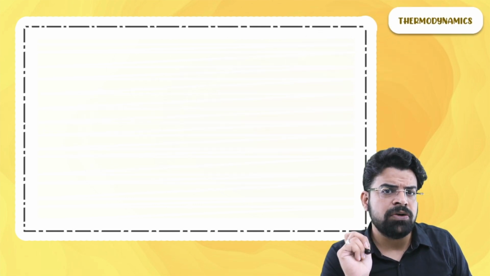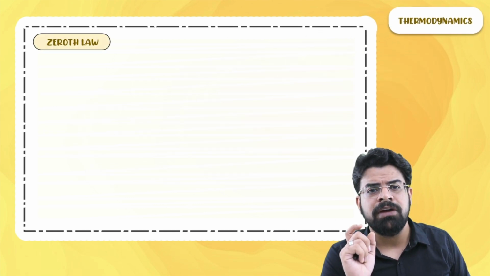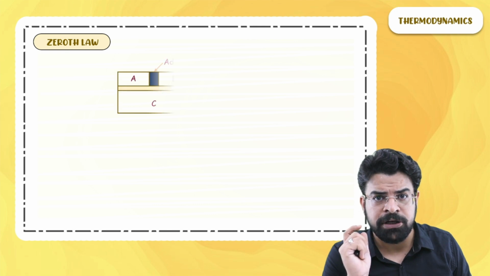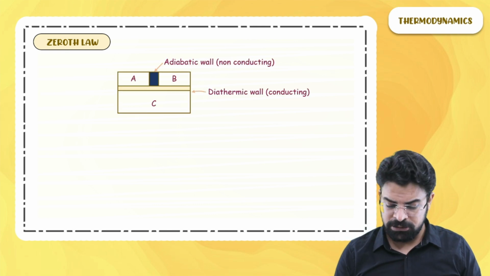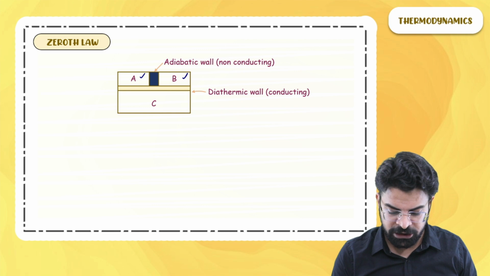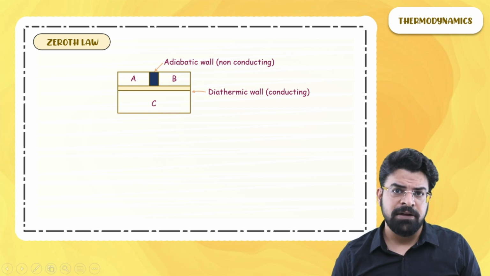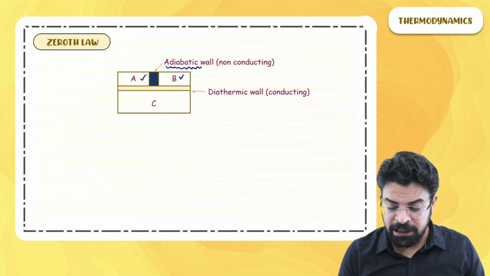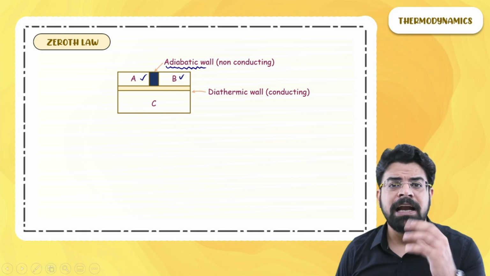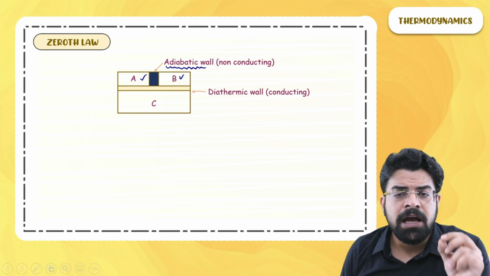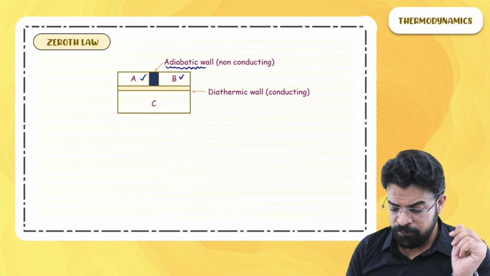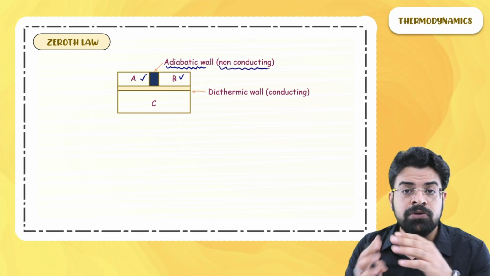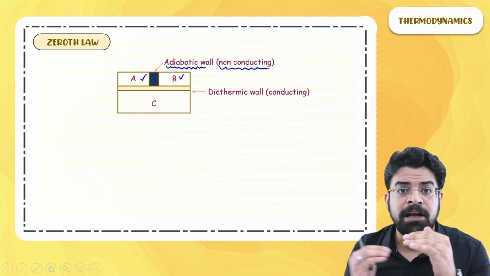So what does the zeroth law tell us? From the zeroth law, we actually get the definition of temperature. Let's say we have got three bodies, body A, body B, and body C. As you can see in the figure, bodies A and B are separated by an adiabatic wall. When I say adiabatic wall, what is the meaning of it? Adiabatic walls are made up of non-conducting material. So there is no heat transfer across the adiabatic wall.